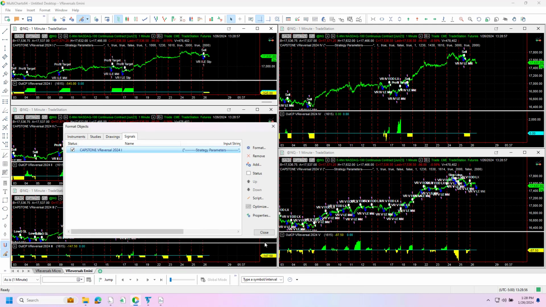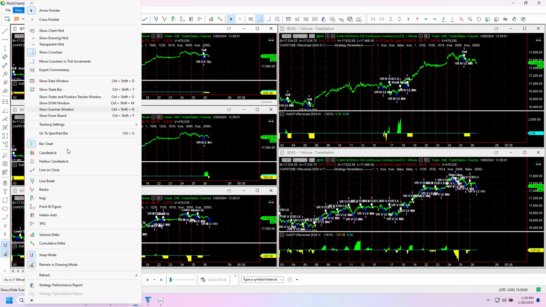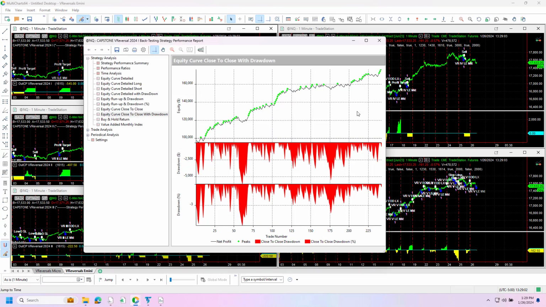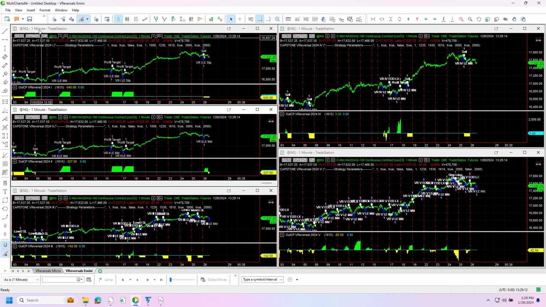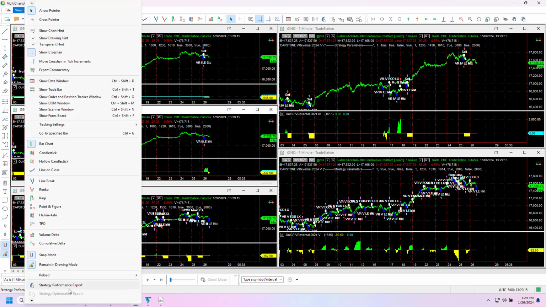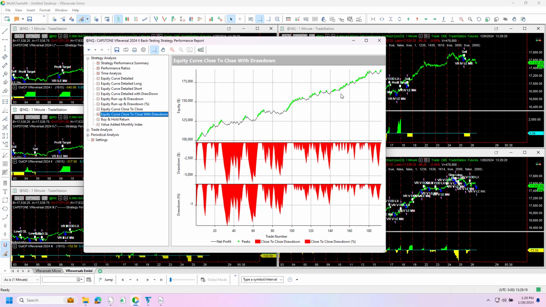Now let's look at the performance for this setup. V reversal 1, E-mini, S&P. I have these for the micros as well. These are going back 2 years. V reversal, and this is the long only. Here's the strategy performance report. I'm going to go through these quickly. Let's look at V reversal 2 strategy performance report, and you can see the results there. These include $25 round turn slippage and commission.